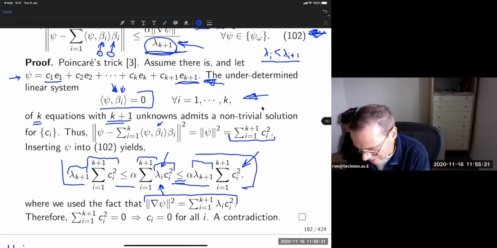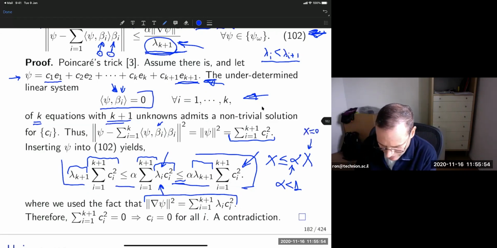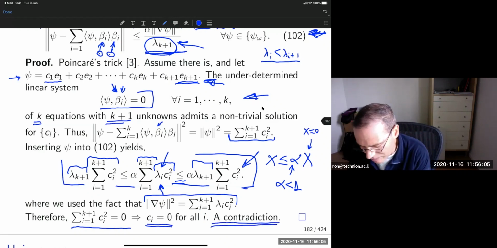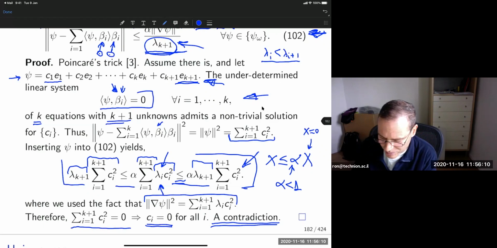So again, I have some x which is smaller or equal to alpha times x, where alpha is smaller than one. So this would hold only if x is equal to zero, okay? So what I know is that the sum of the c_i is equal to zero, which means that all the c_i are equal to zero for all i's, which is a contradiction to the assumption that I can actually build a set of functions like that. So this is a proof of optimality.